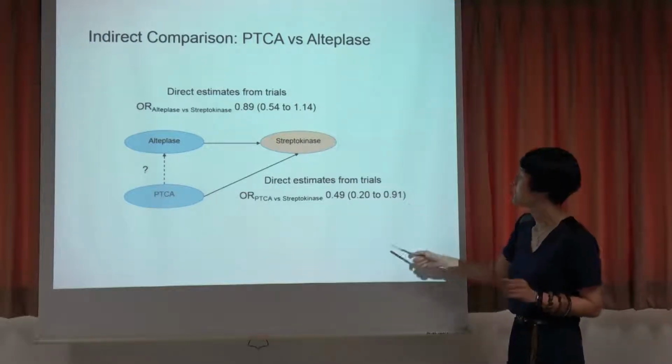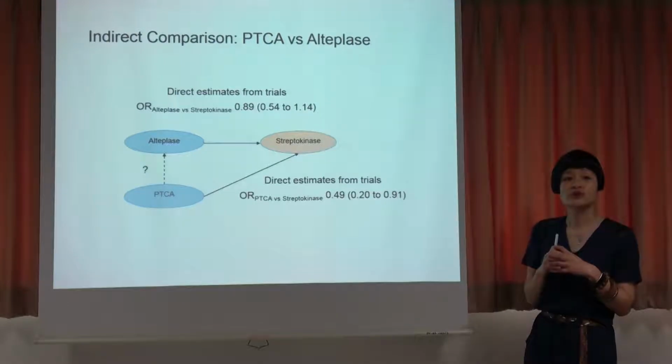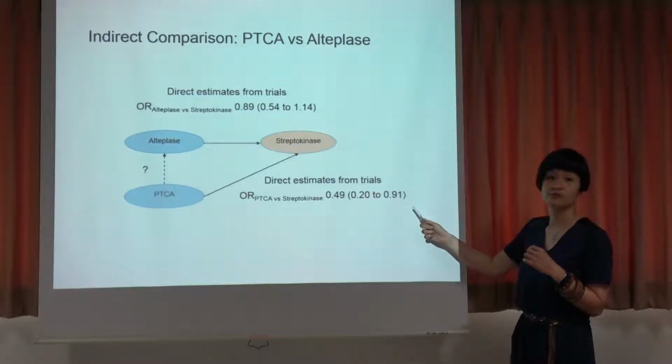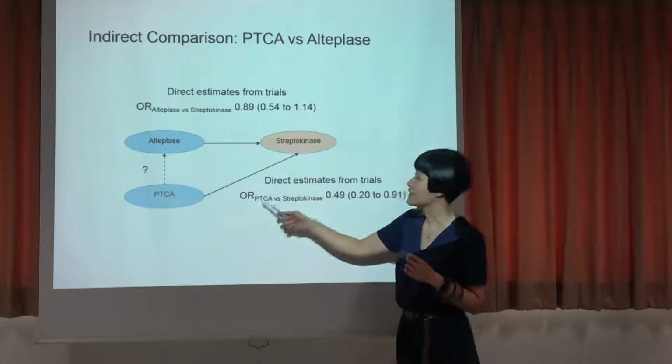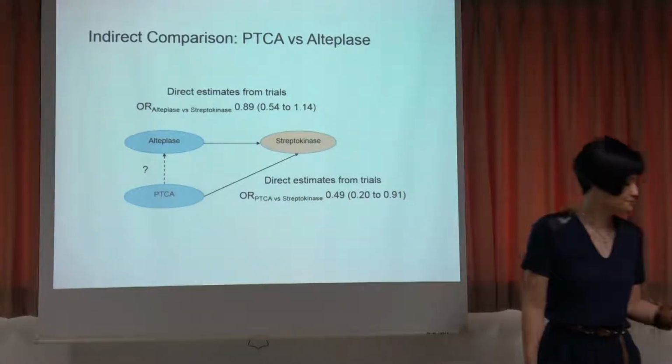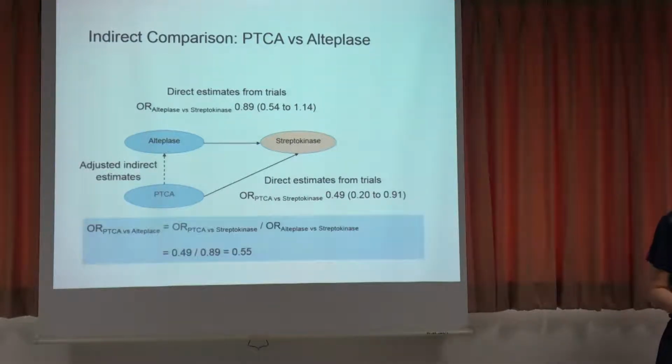Similarly here, 8 studies compared PTCA with streptokinase. You pull it all together, and this is the weighted average. So you already know the effect here and the effect here based on direct evidence. And what you're trying to calculate is alteplase and PTCA relationship.